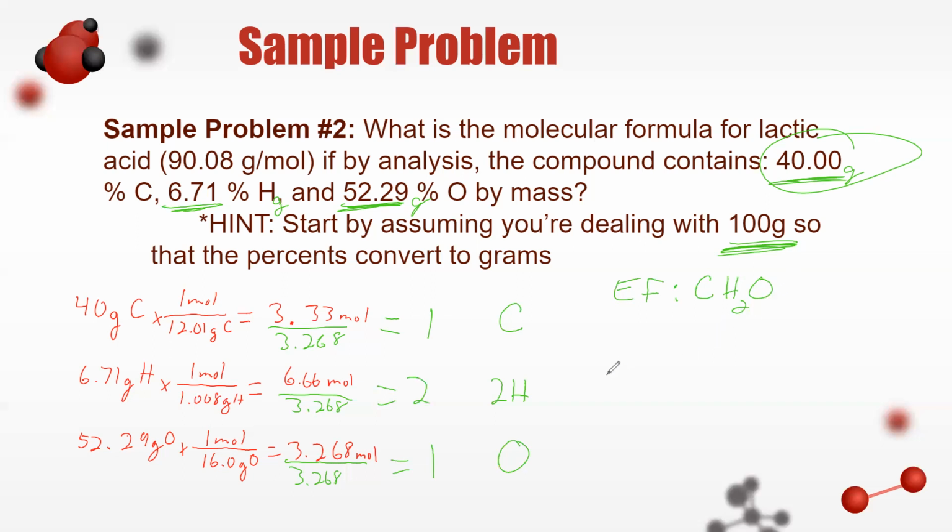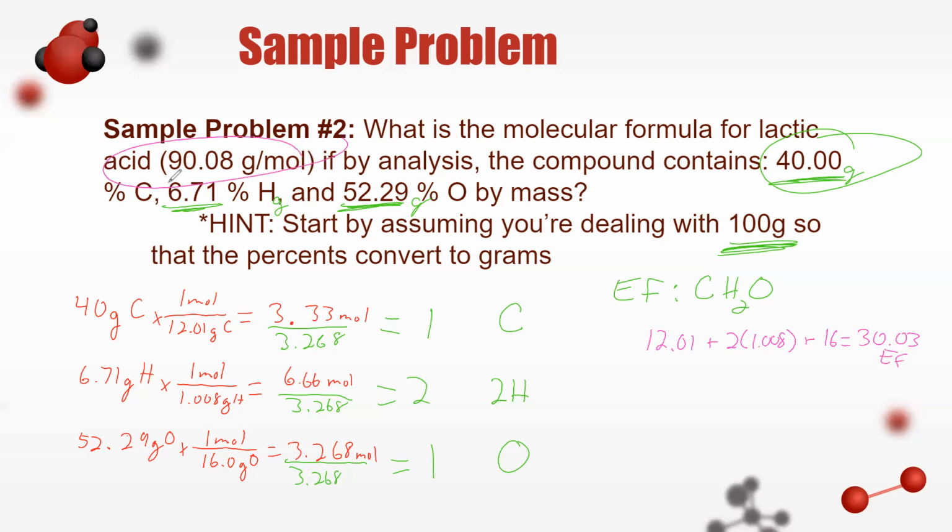Now, my next step, and I'm going to switch colors for this, my next step is to figure out what the mass of this empirical formula is. So that's going to be 12.01 plus 2 times 1.008 plus 16. And that's going to give me what? I think that's 30.03-ish. So that's, again, the molar mass of the empirical formula.